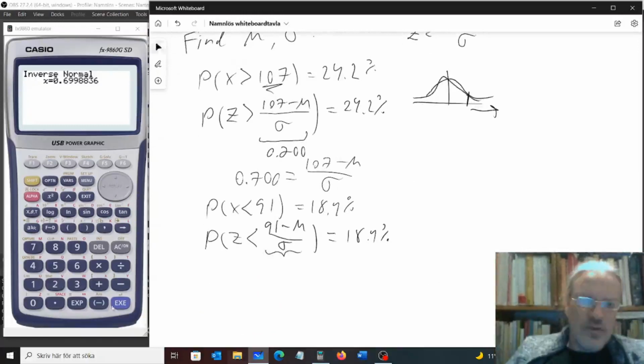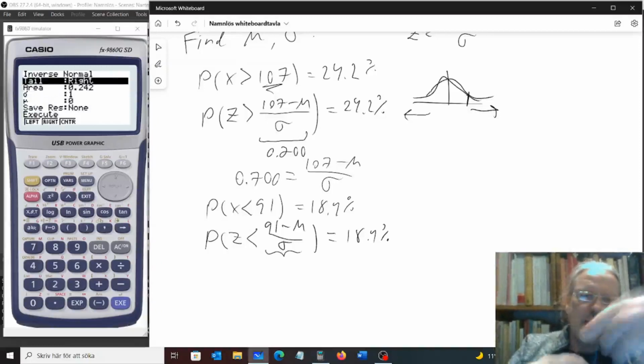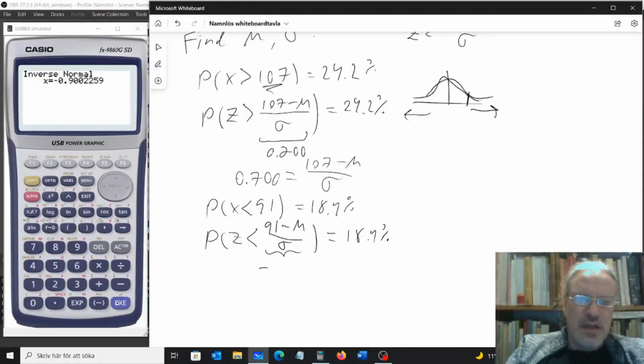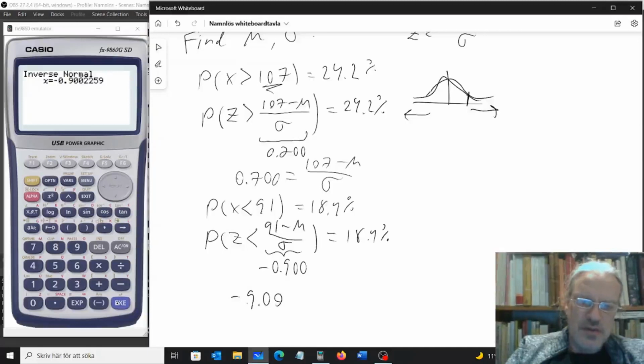So we go in to the calculator. We now have the probability in that direction, right? So we have a left tail, and the probability was 0.184. Remember again, the area is the probability. We still have the standard normal distribution, so this will be 1 and 0. And we find this value to be minus 0.900. In other words, minus 0.900 equals 91 minus mu over sigma.